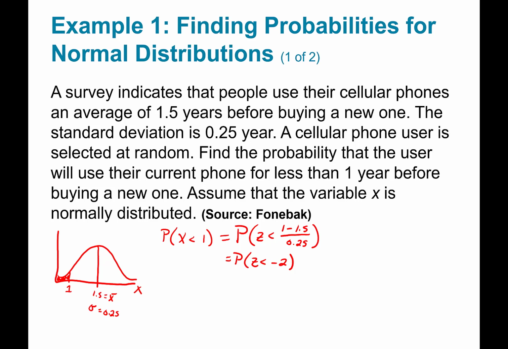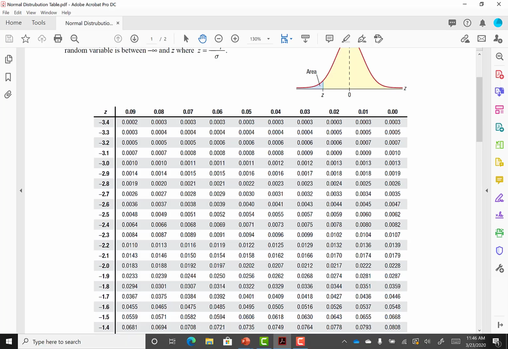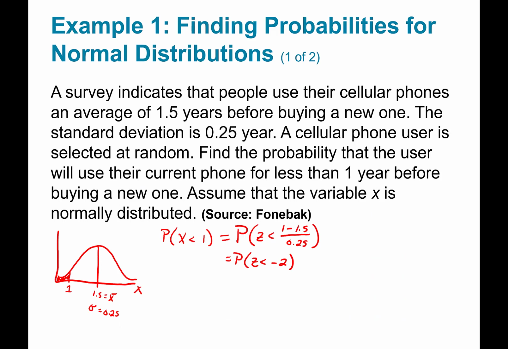We just go to our table, since this is an area to the left of a value. We go to our z-score table and look up negative 2.00. Negative 2.0 is our ones and tenths digit, and 0.00 is our 100ths digit. We just go across until that row and that column meet, in this case at 0.0228. So the probability that x is less than 1, which is the same as the probability that z is less than negative 2, is 0.0228.